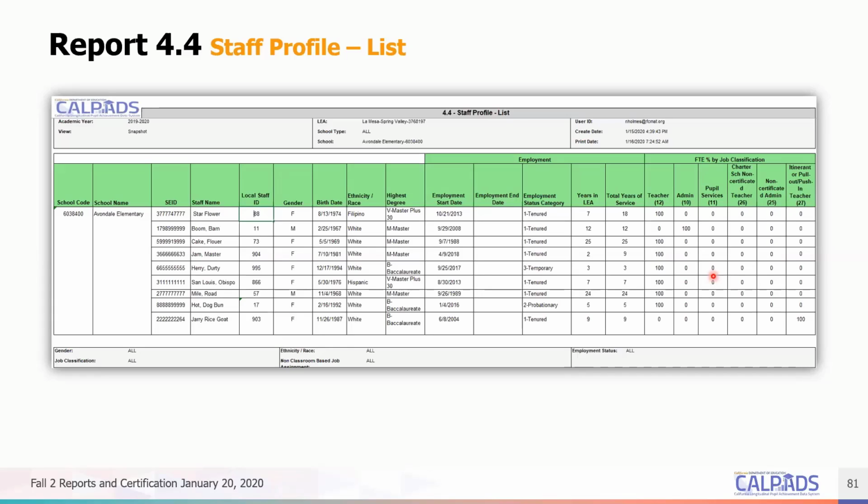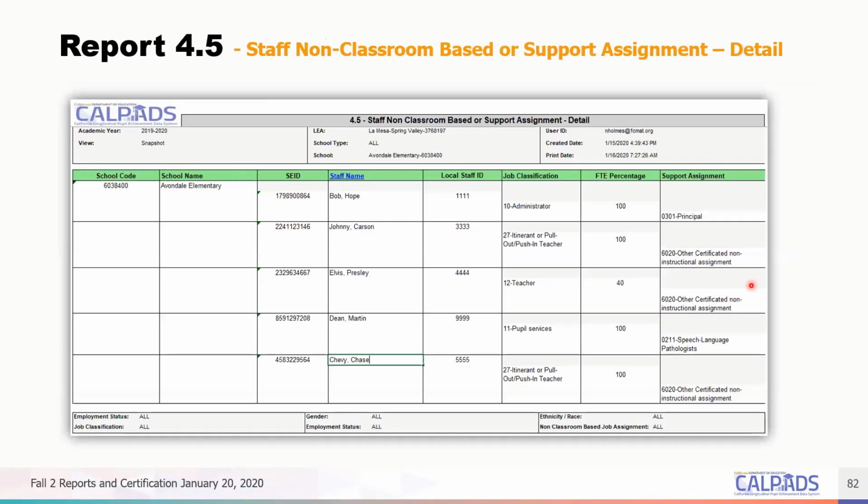So 4.4, 4.1, and 4.5 will not reflect teachers or staff members on leave. If you report a staff member with 6018, they won't show up on 4.1, 4.4, and 4.5. Okay. Only 4.3 will reflect that, and only for teachers who are assigned to classes. And let's just make that clear. And then 4.5 is your staff non-classroom based or support assignment detail. So this is where you see all of those staff members who are 11 and 10 job classifications, and you assign a support assignment for them. This also applies to teachers who you reported a non-classroom job code as well.